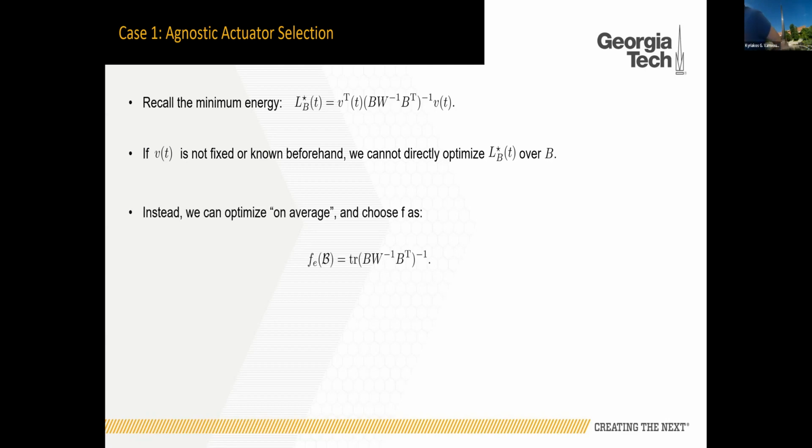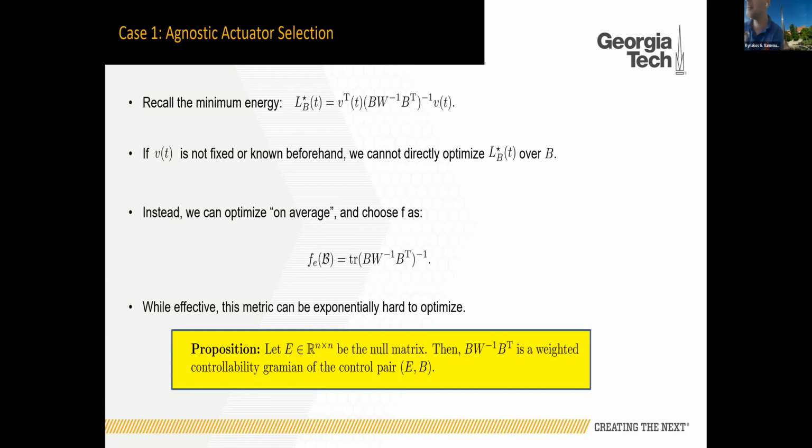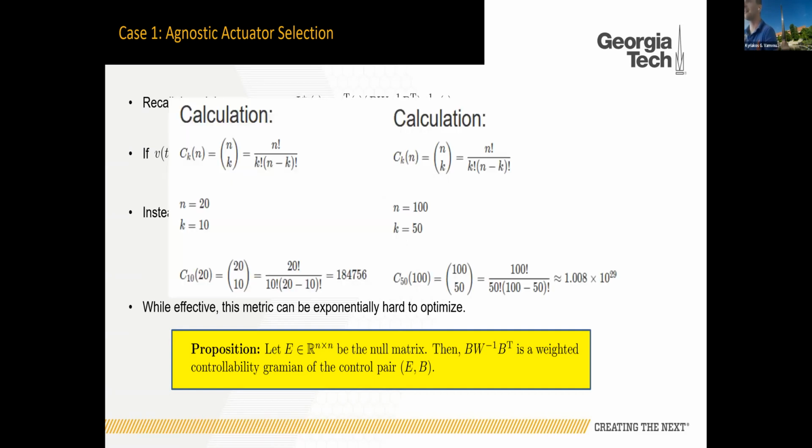But what we can do is optimize on average and choose F as follows. That's why you see all these beautiful traces there. But of course, this seems like it can be extremely hard to optimize. What we will do is try to find some simplifications, and instead of going through the calculations you see on the right hand side, we want to employ the calculation you see on the left side. This is for simple scenarios. Again, this is just to show how we can pick the pairs.